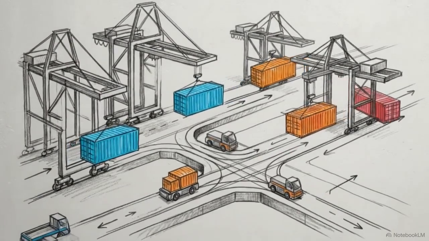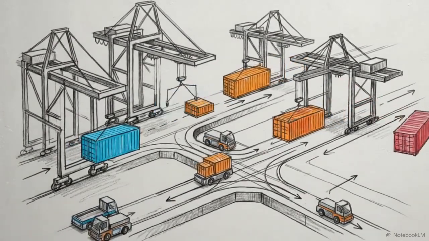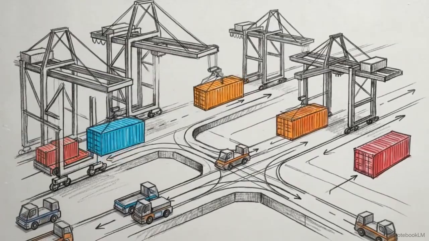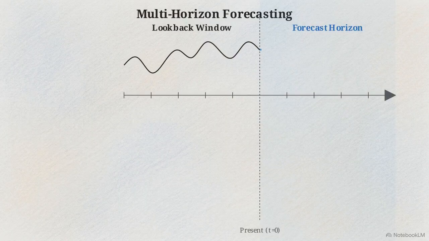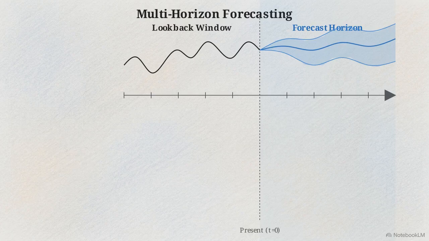Global retail logistics generate millions of data points every second. Managing a supply chain at this scale requires predicting demand weeks or months in advance. Multi-horizon forecasting projects multiple possible future trajectories simultaneously to anticipate long-term demand.